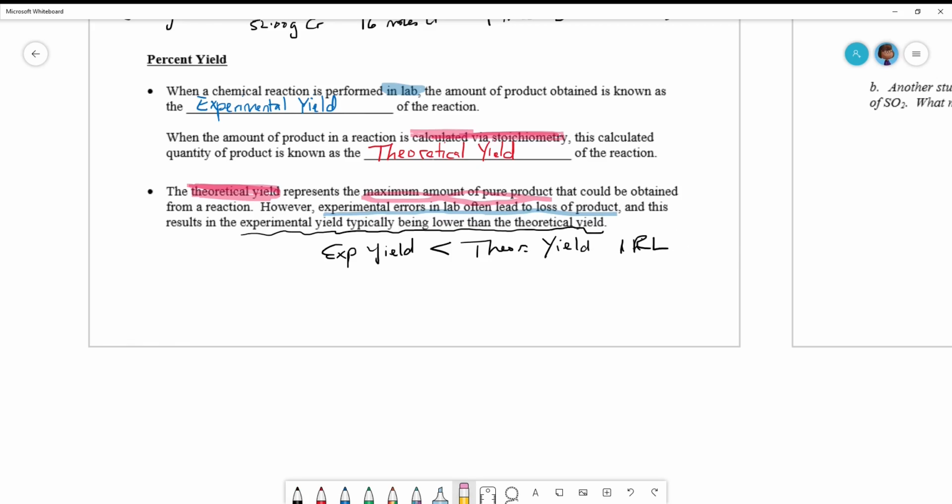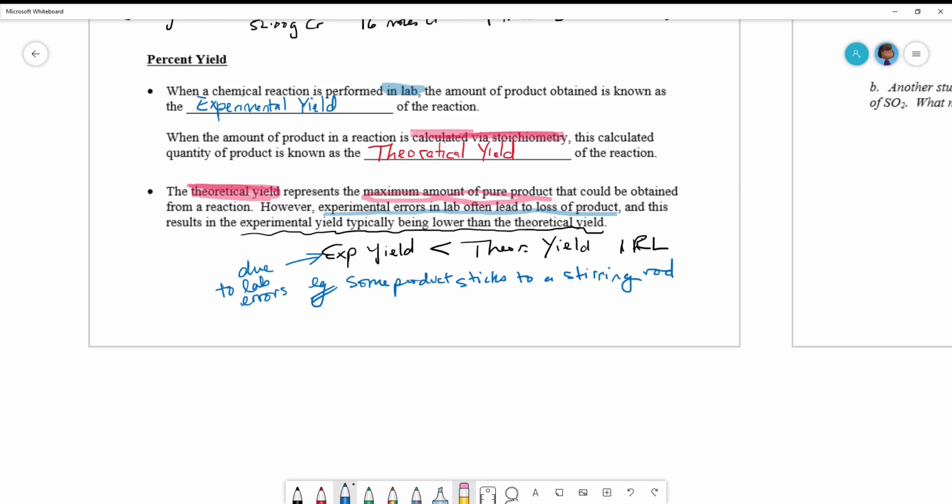And why is that? Well, this is due to, like I said, lab errors. So let's just note that this is due to lab errors. What kind of lab errors am I talking about? Well, they could be all sorts. Maybe you've got your product in a beaker and you're stirring with a stirring rod, and some of that product sticks to the stirring rod, and you lose it that way. So some product sticks to a stirring rod. That might be a way that you lose product in lab.